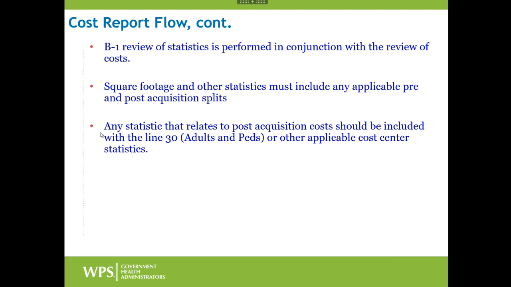And again, any statistic that relates to a post-acquisition cost center, in other words, a transplant center, should be included with line 30. That's just one example, adults and peds. They might be in many other cost centers of those routine and ancillary cost centers, though.